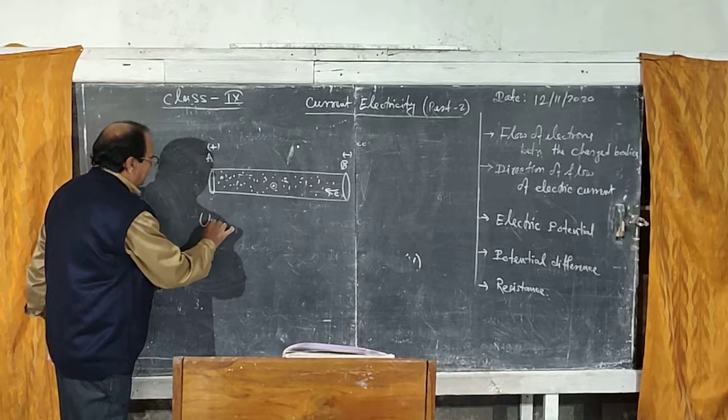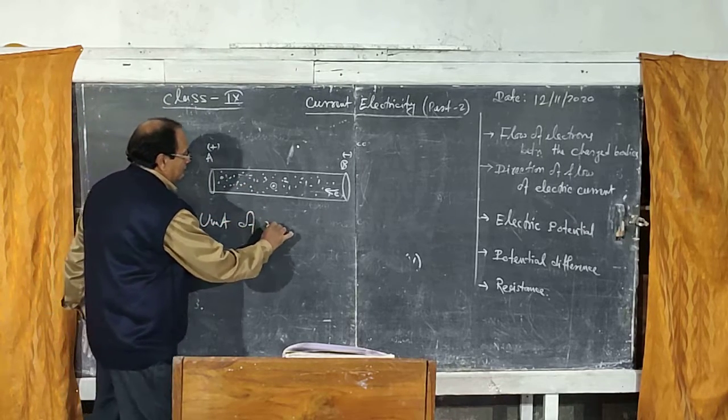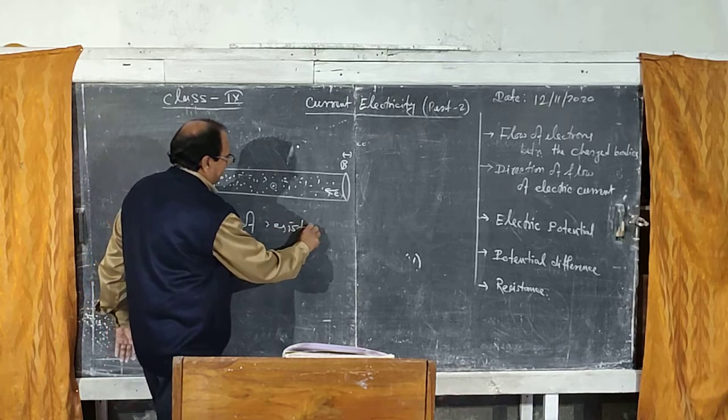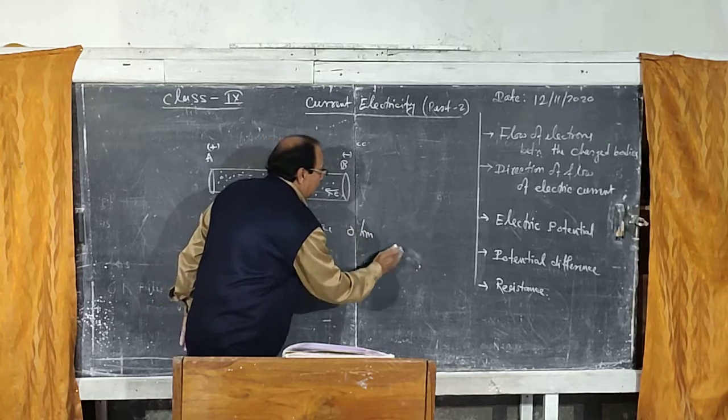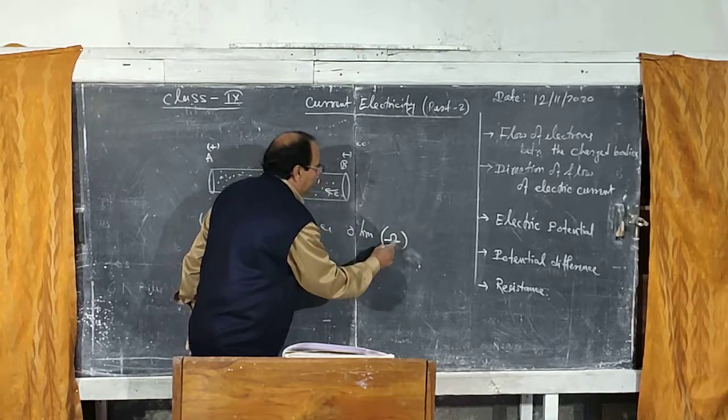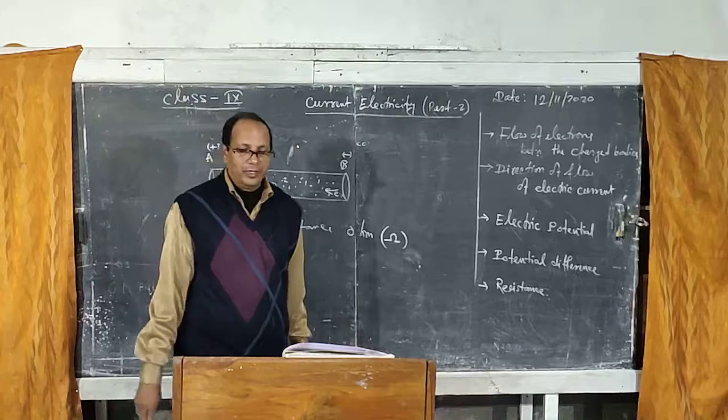So unit of resistance is measured in ohm, OHM. This is the symbol, this symbol is named as omega, right?